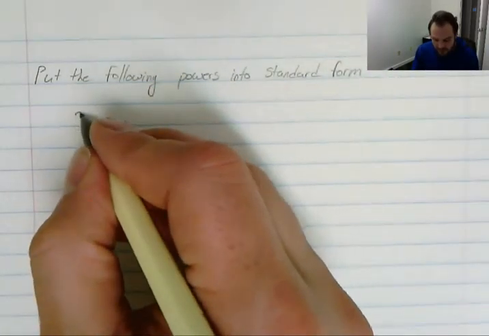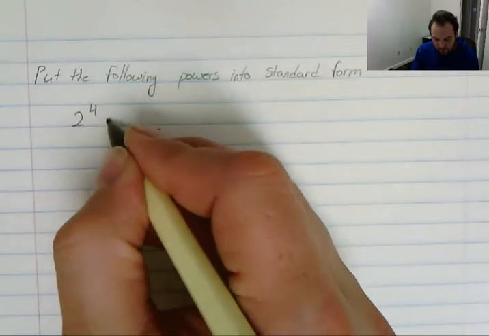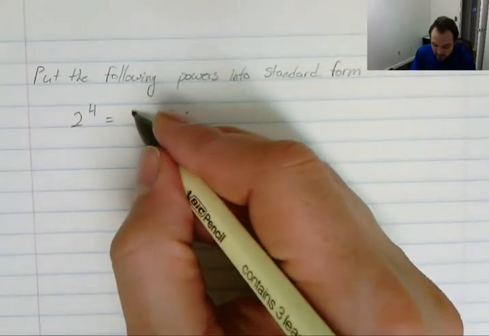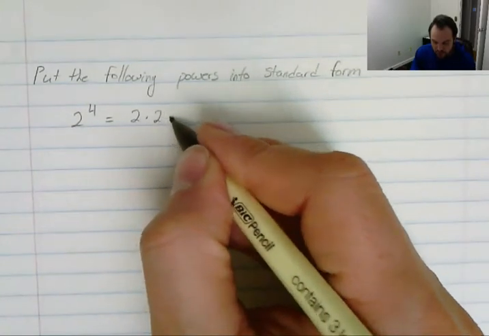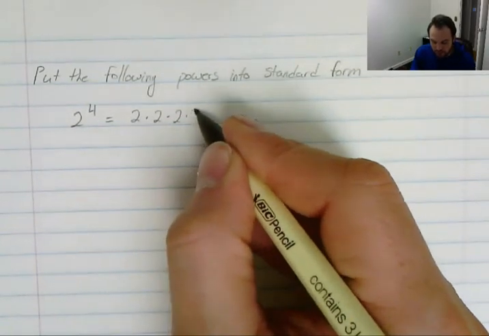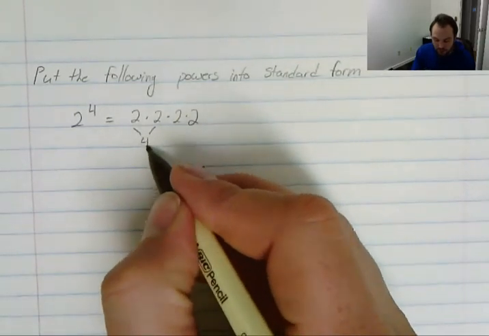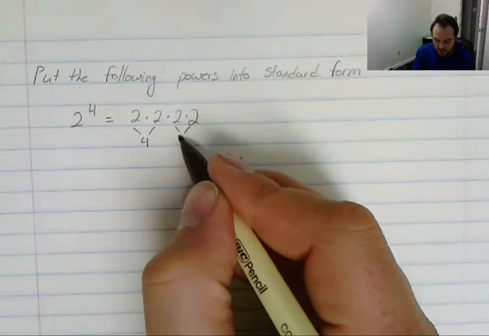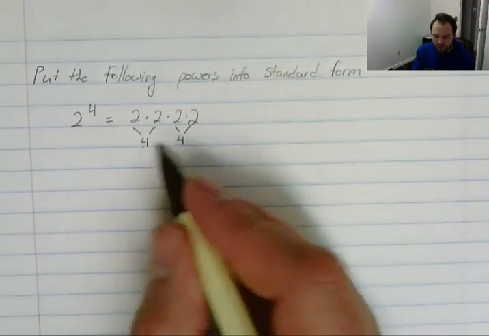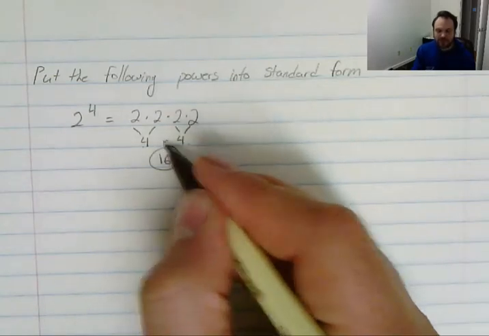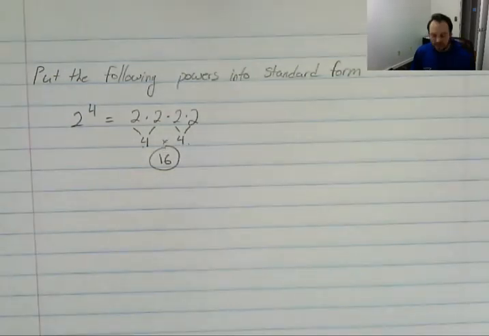If I have 2 to the power of 4. So what is 2 to the power of 4? That's the same thing as saying 2 multiplied by 2 multiplied by 2 multiplied by 2, 4 times. Now I look at this. What is 2 times 2? 4. 2 times 2 here is 4. So what is 4 times 4? It is 16. So my answer here is going to be 16. Let's take a look at our next one.